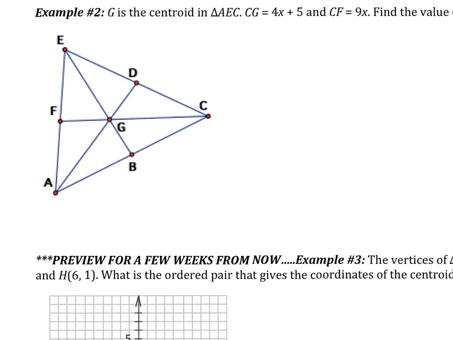they tell us that GC is equal to 4x plus 5. They tell us the whole thing is 9x. We have to solve for x. Any ideas? No. I don't know. Anybody? All right, sure. Go ahead. You sure? I don't know if it's right or no, but I'll try it.